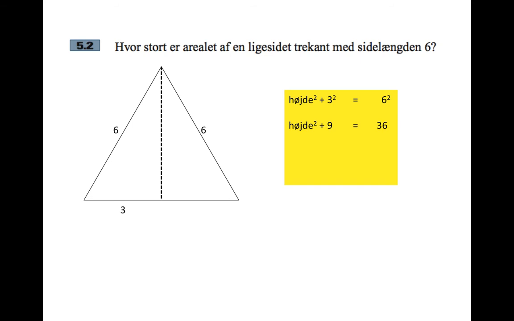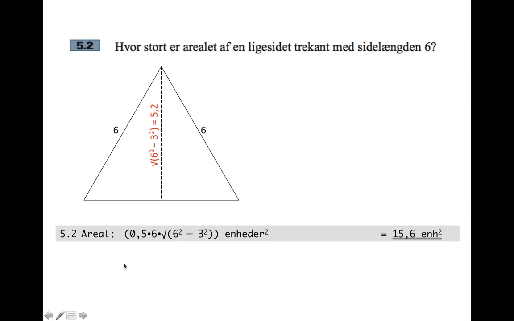So that's height squared plus 9 equals 36. Take away the 9 from both sides, I get that the height squared is 27. So the height itself must be the square root of 27. And that's about 5.2. So the height is about 5.2. And now we can work out the area. So the area is half times the base times the height. So 0.5 for a half times the base, which is 6, times the height, which is that expression there, which is the 5.2.